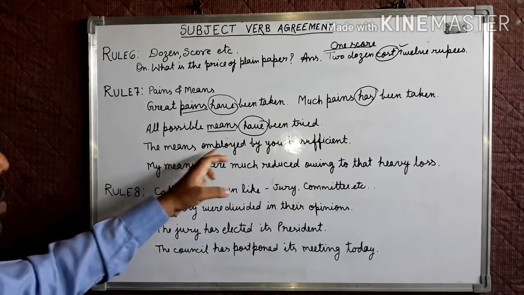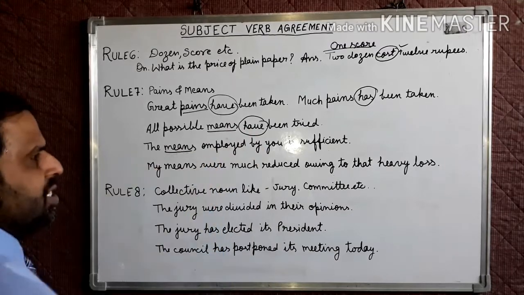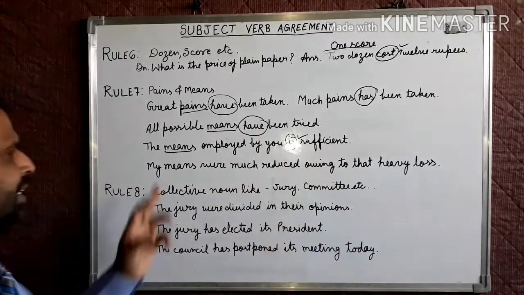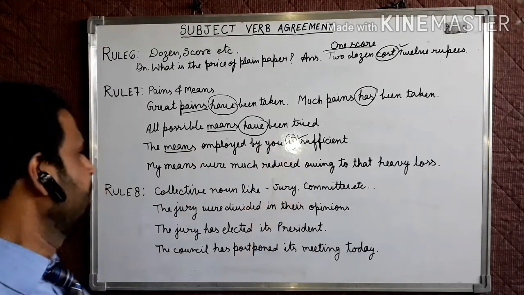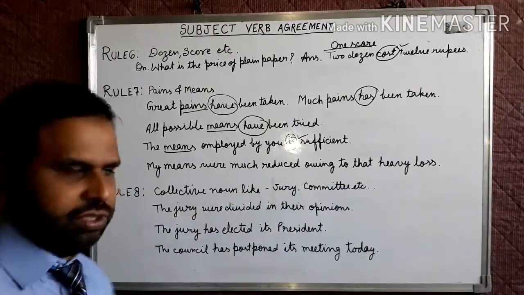The means employed by you is sufficient. Again, the same word means is here, but the verb is tells us that here the word means is considered as singular. Now we see, my means were much reduced owing to that heavy loss.